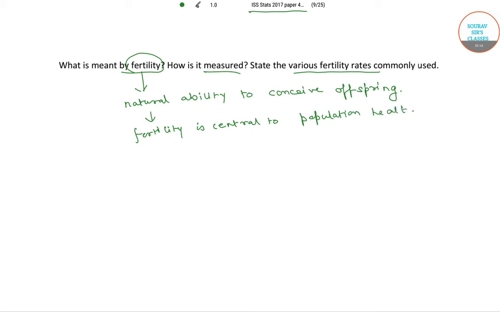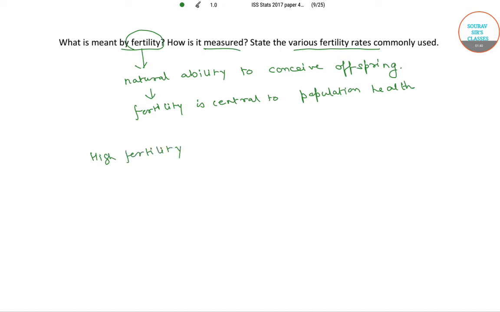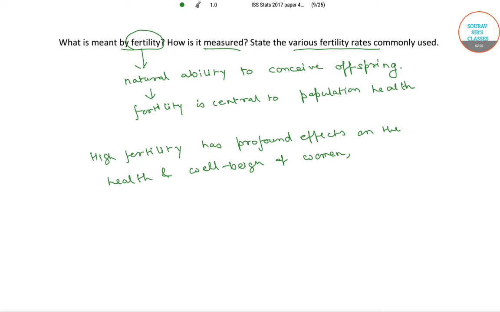Now why is that? The reason is that high fertility has a profound effect on the health and well-being of women, their families and communities.